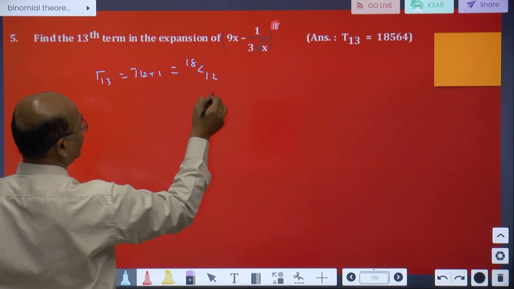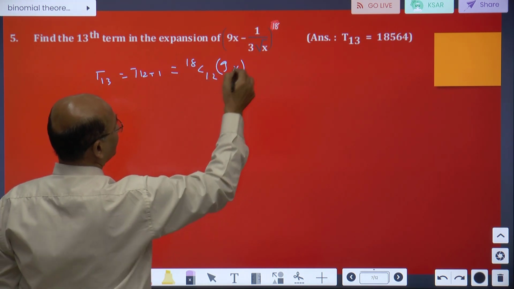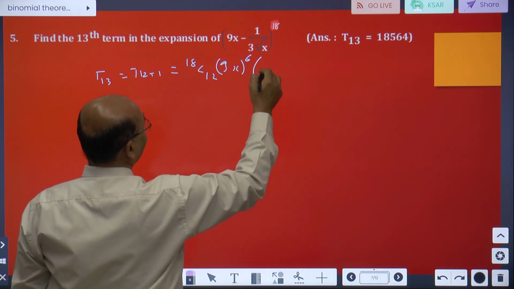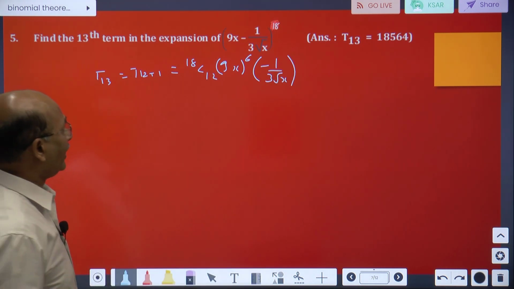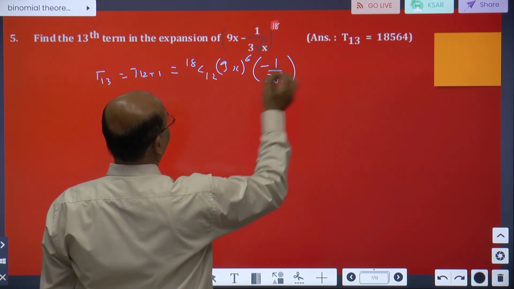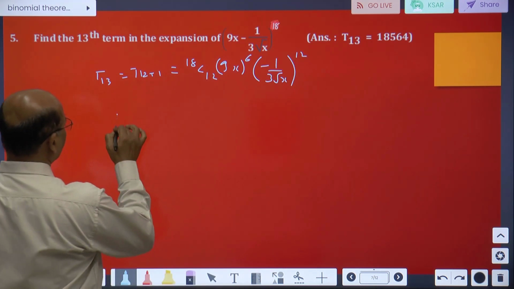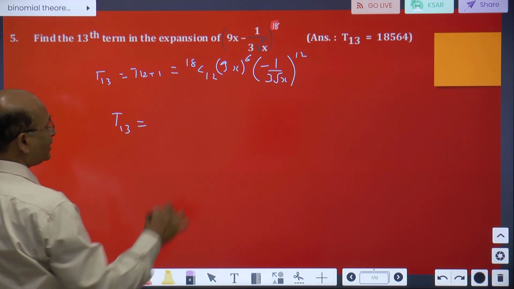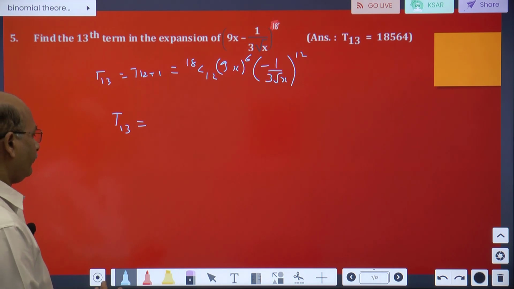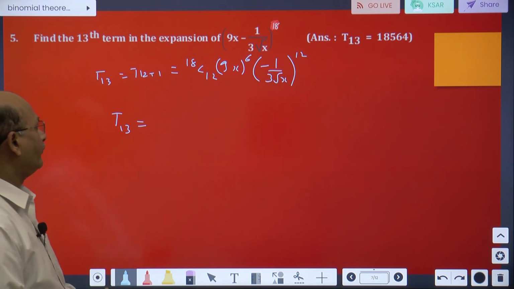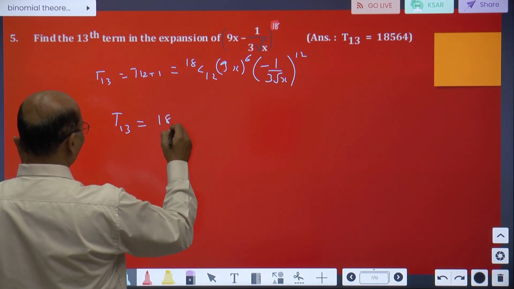R is 12. Okay, 1 less. First term raised to 18 minus 12, that is 6. And second term, never ignore the negative sign, 3 root x raised to 12. So can somebody tell me now what is 18C12 quickly? Can you calculate and tell me what is 18C12? 18,562. I am not calculating it, you do it.